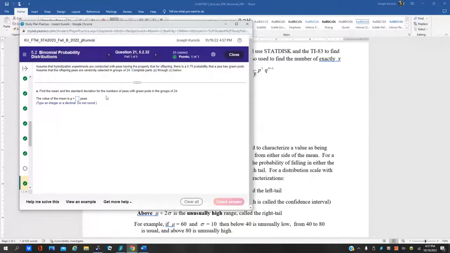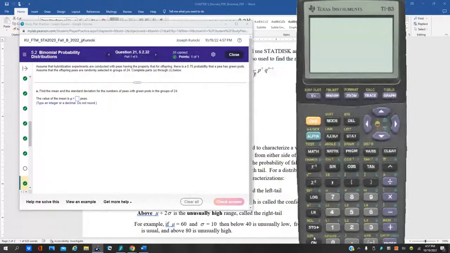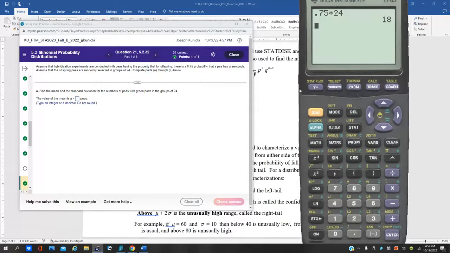n is 24 and p is 0.75. So that's 3/4 of 24, that's 18. If you use a calculator, you take 0.75 times 24, that's 18. So that's mu.